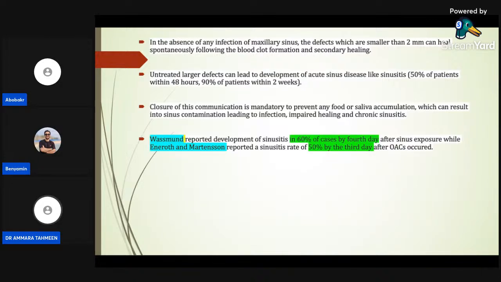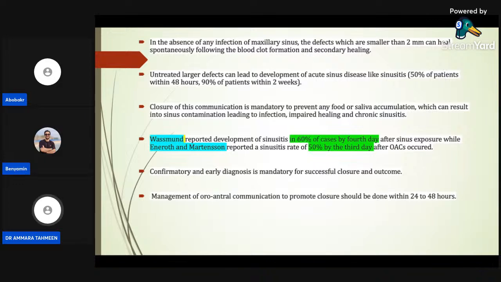According to Wasserman, development of sinusitis has been reported in 60% of cases by the fourth day after sinus exposure is confirmed, while Aniroth and Martins also reported cases of sinusitis at the rate of 50% by the third day after oral-antral communication is encountered. So, to avoid further complications, confirmatory and early diagnosis is mandatory for successful closure and outcome. And management of oral-antral communication to promote closure should be done within 24 to 48 hours.